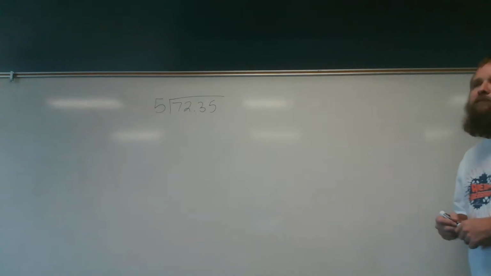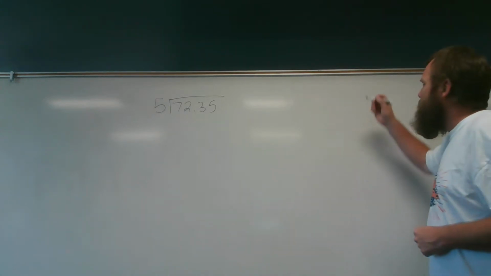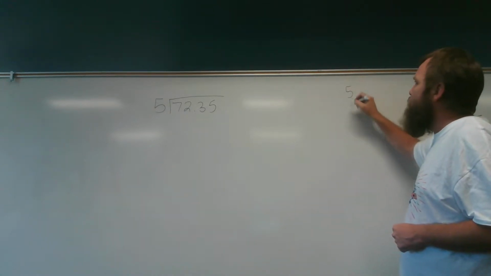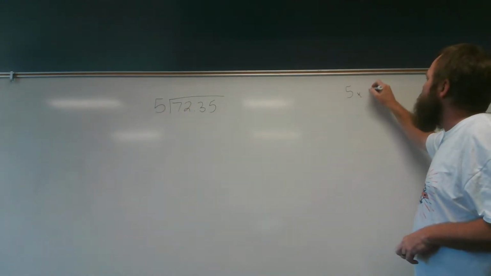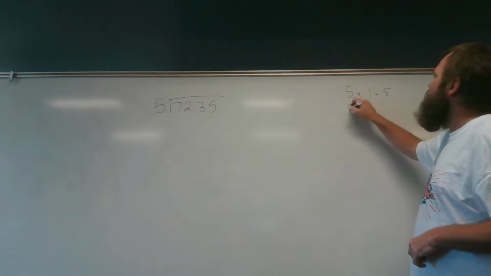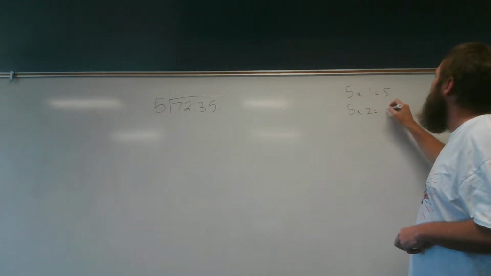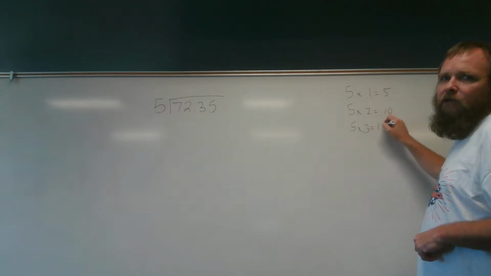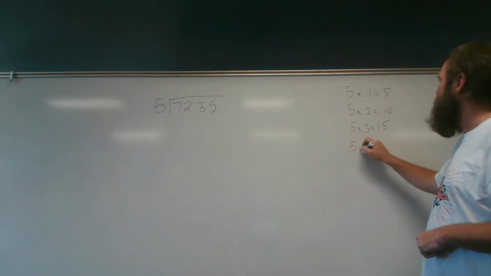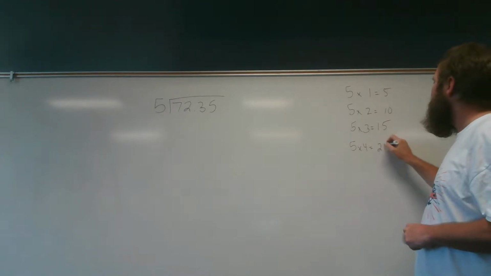So one of the strategies that we've talked about is our multiples of our divisor. Again, 5 is our divisor. So if we list our multiples of our divisor, 5 times 1 is 5. 5 times 2 is 10. 5 times 3 is 15. Everybody's writing this down, I'm sure. 5 times 4 is 20.